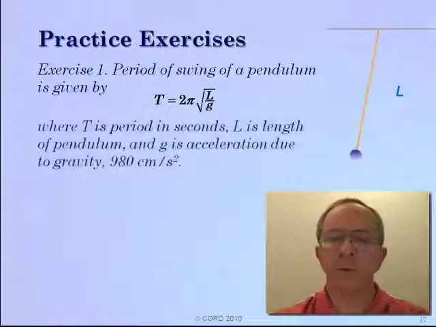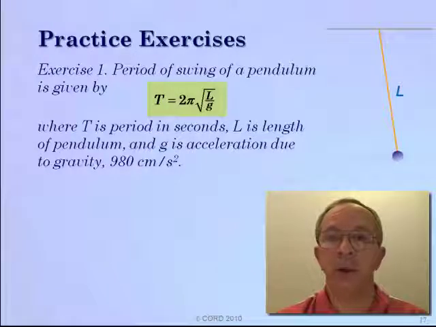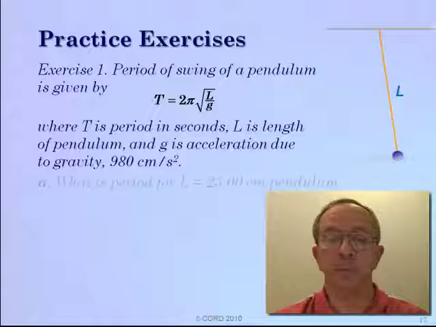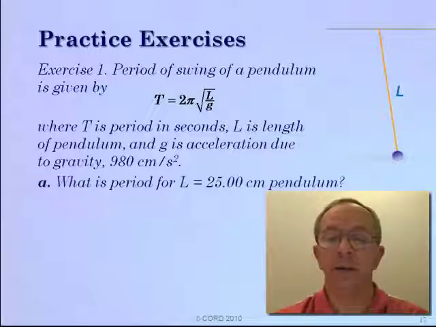Starting off with exercise 1, we have the period of a pendulum is given by T is equal to 2 pi the square root of L over G. And we're going to use G as 980 centimeters per second squared in this problem. What is the period T for a length of 25 centimeters?